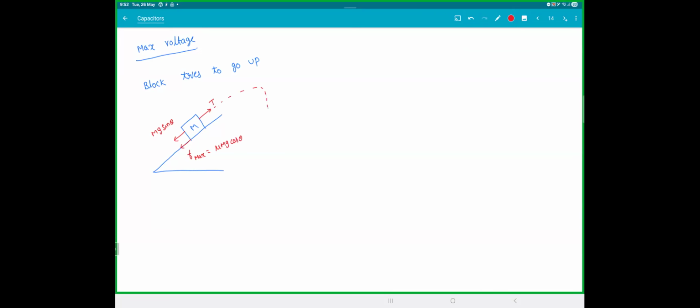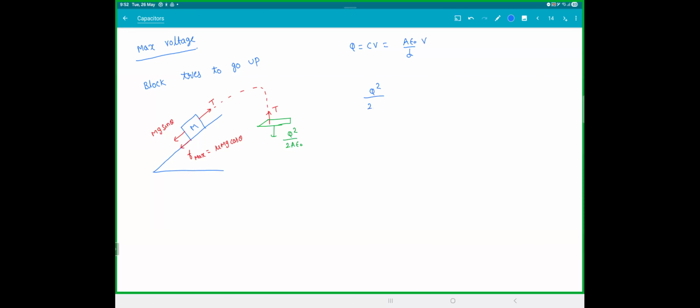This tension will go to the plate. This will be the tension. This will be the plate. And the plate is attracted by the other plate, q square by 2A epsilon. And remember, Q is equal to CV, which is A epsilon by D into V. That is a relation between Q and voltage. So there you're done. So this would give you Q max.